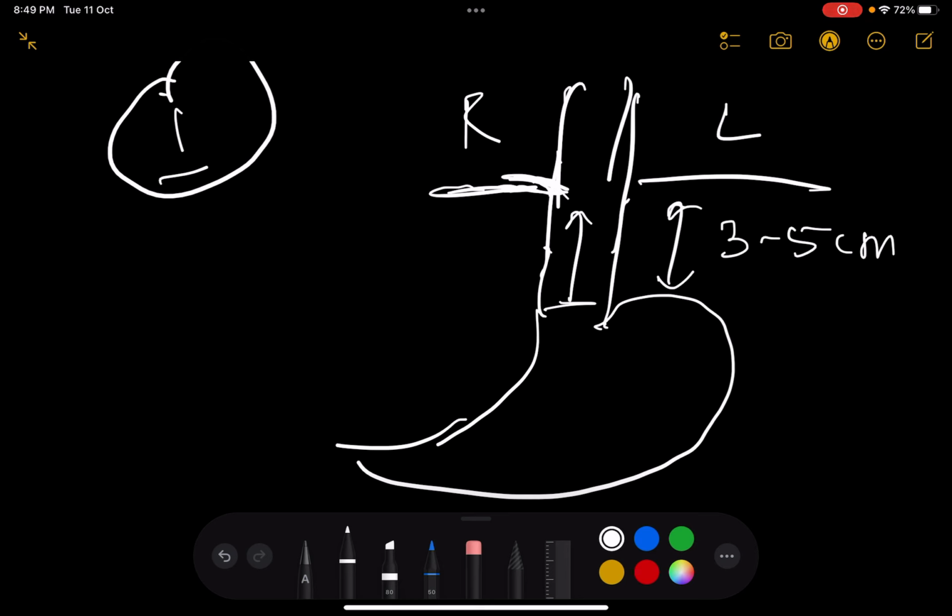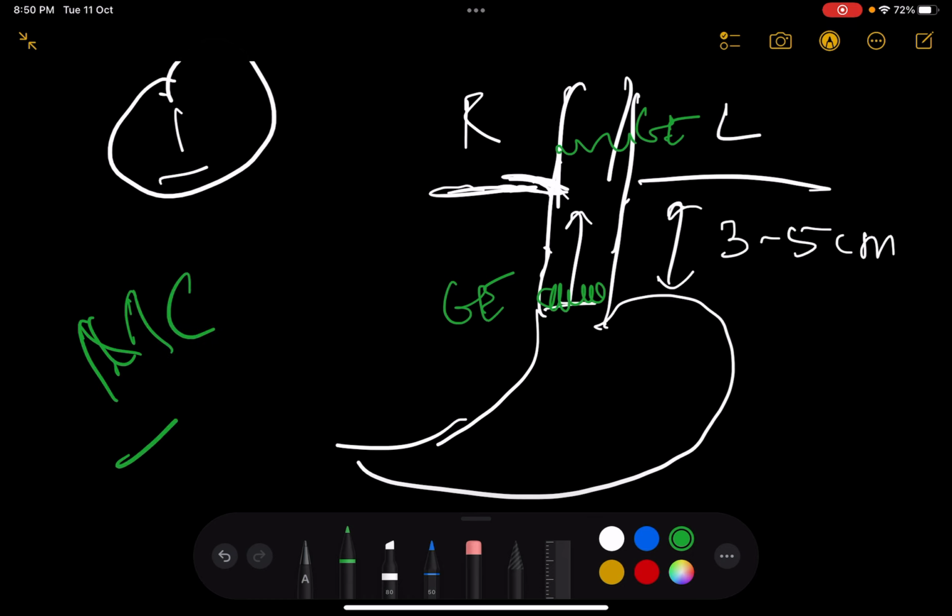Alright, so the gastroesophageal junction is displaced upwards, and it goes from being in the abdomen. Okay, let me just mark it in green. This is the GE junction, this is the gastroesophageal junction. It's in the thorax, so now it lies in the thorax. Okay, so this is the most common, actually this is the most common diaphragmatic hernia as well. All right, so that's important.